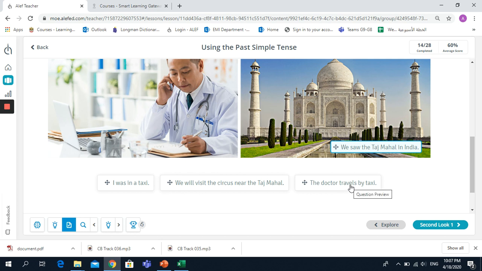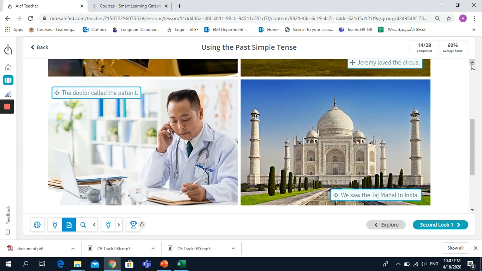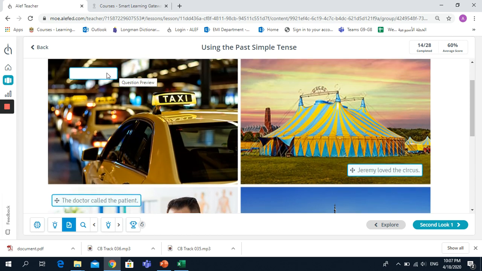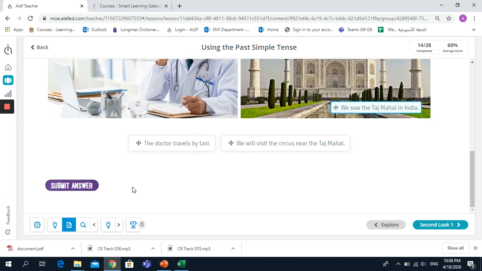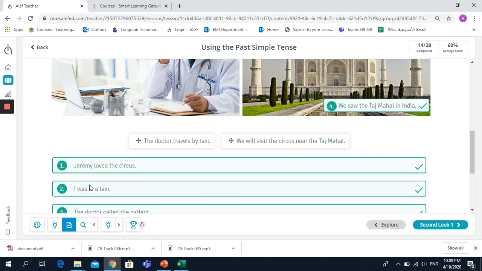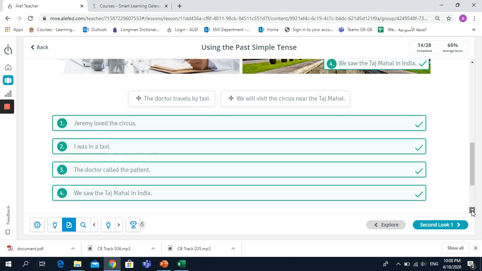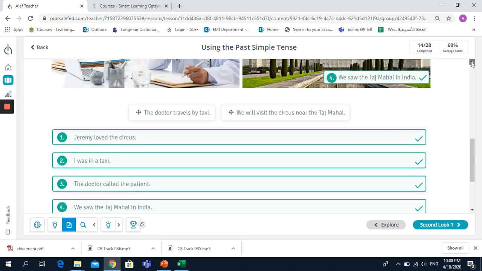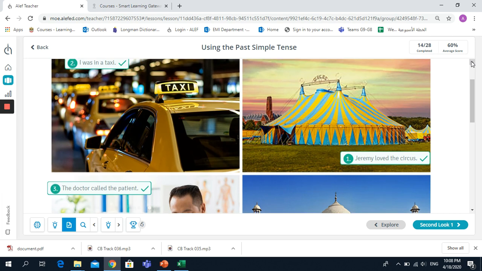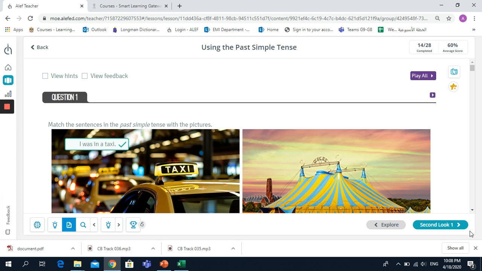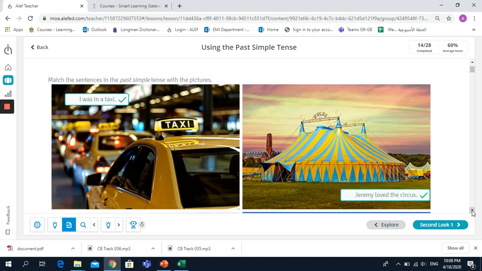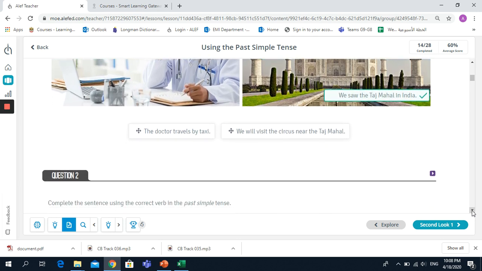So which one is in the past? As you see here, was. So was is a past tense form of is. So it goes with this picture. Let's check if our answers are correct. As you see here, all the sentences are in the right places. Okay, go back. What about the next question? Let's see what the question is about.